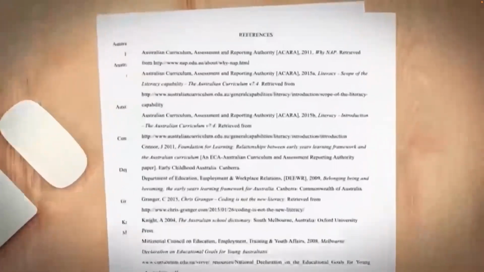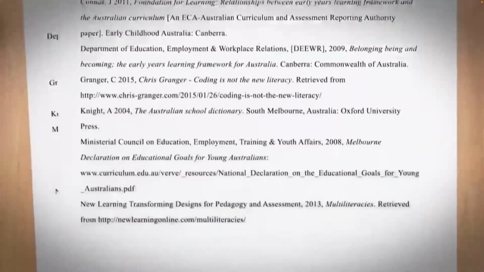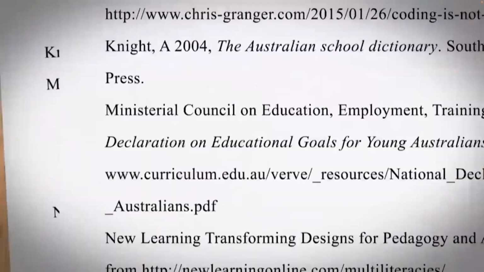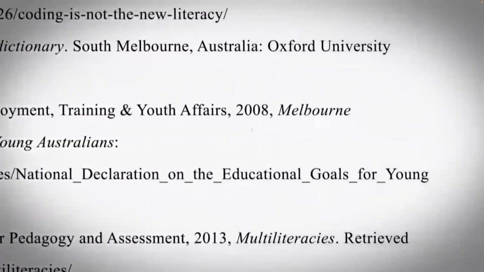All sources cited, with the exception of personal communication and references to classical works, need to include an alphabetical reference list with the full bibliographical details of all sources at the end of your document.